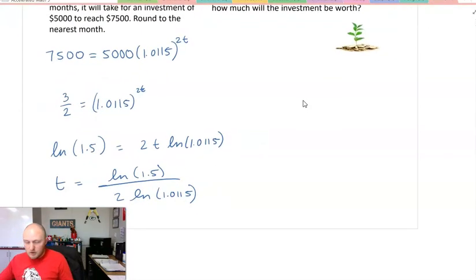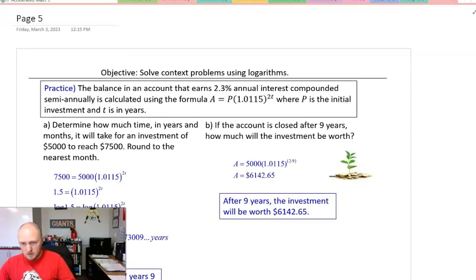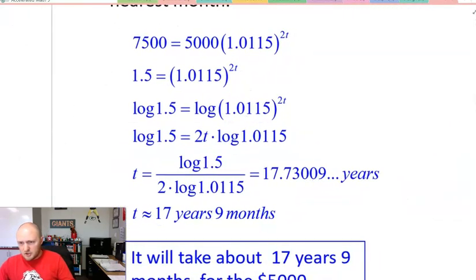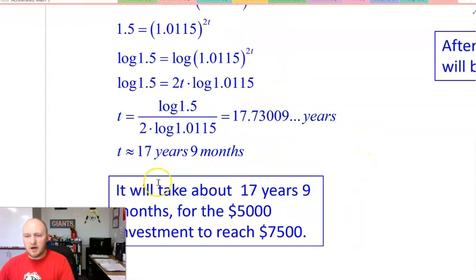Okay? Now, we do want that to be in years and months. So if we go here and show this one, you should have gotten about 17 years, 9 months. Now notice the printed answer here, they used common log. So if you use common log, you should have gotten the same answer. You don't have to use natural log.